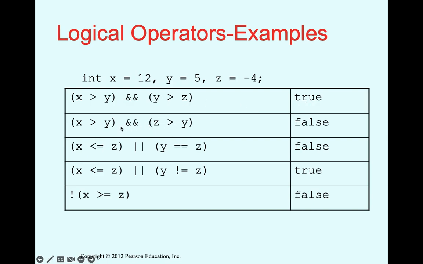This is false. Why? x is greater than y is true, but this is false. If one of them is false, then we get false.